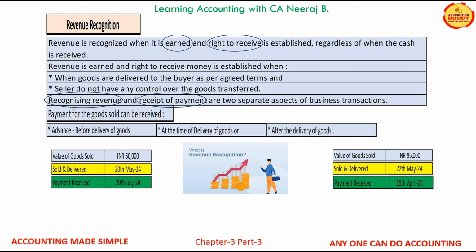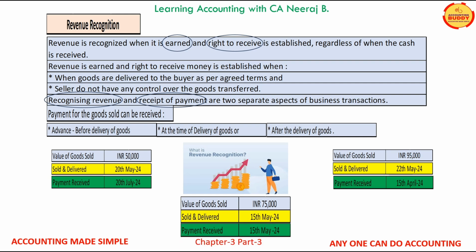In this case also, the sale is recognized in the month of May 24 and therefore the revenue will be recognized on 22nd of May 2024 even if the payment was received in advance. Let us take another example of cash sales. For instance, the goods worth INR 75,000 are sold and delivered on 15th of May 2024 and the payment is also received on 15th of May 2024. The sale in this case will be recognized on 15th of May 2024. With these three scenarios, I hope we have understood the revenue recognition principle.